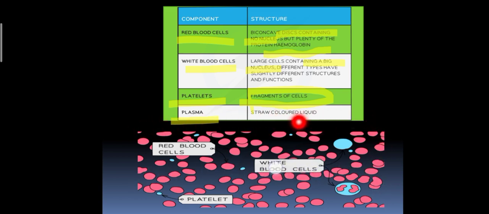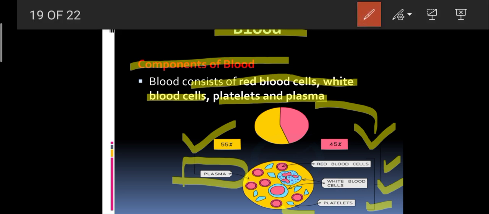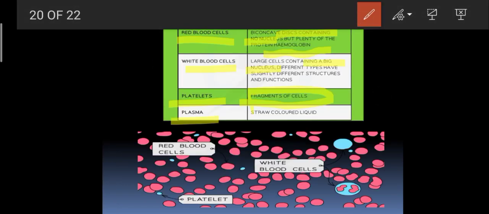In this diagram we can see the red blood cells, and these are the white blood cells, and we also find the platelets. Here we can see the platelets, these are the red blood cells, and these are the white blood cells.